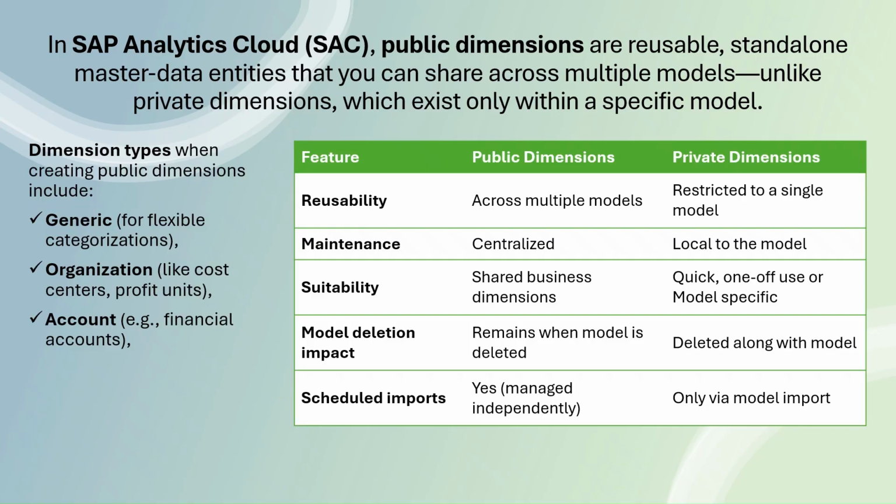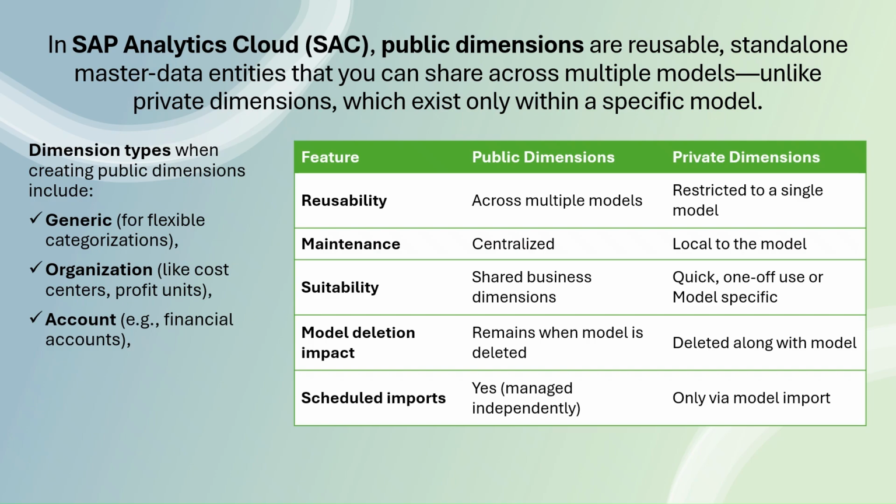Then model deletion impact: when you delete the model, the private dimensions are also deleted along with the model. With the public dimension, if you delete a model, the model will be deleted, but the public dimension used in that model will not be deleted. If you already know the concept of referential integrity, that is followed. As you already know, if you create a story on top of a model and try to delete the model, SAC won't allow you to delete that model because a story is created on top of it. So you have to delete the story first, then you can delete the model.